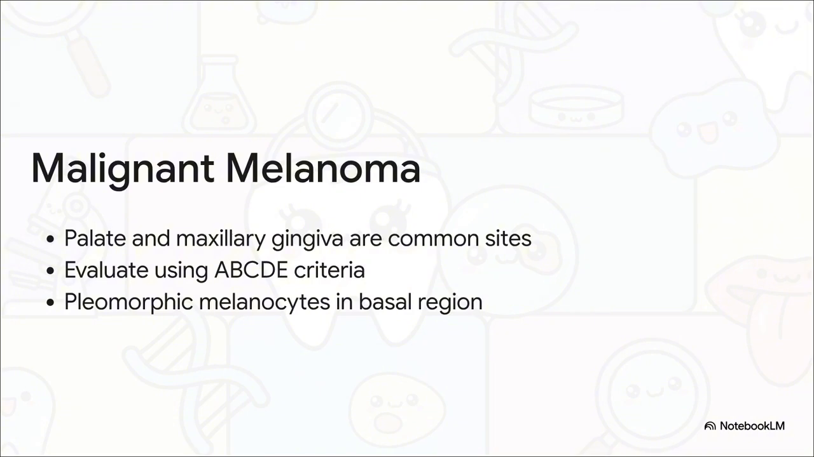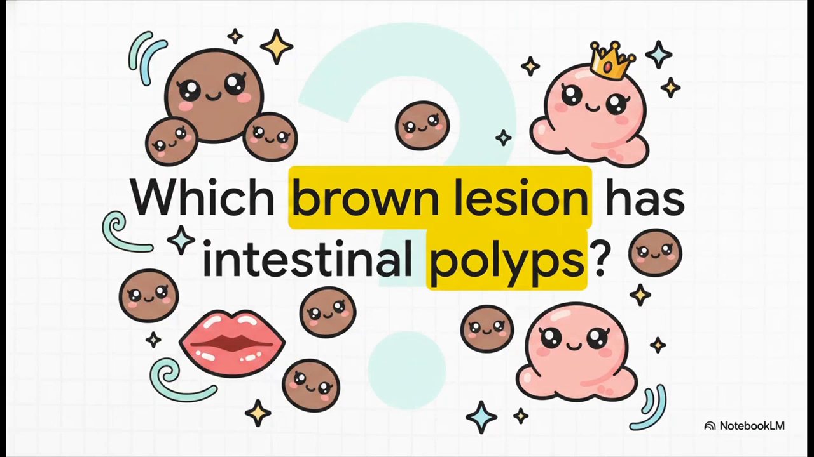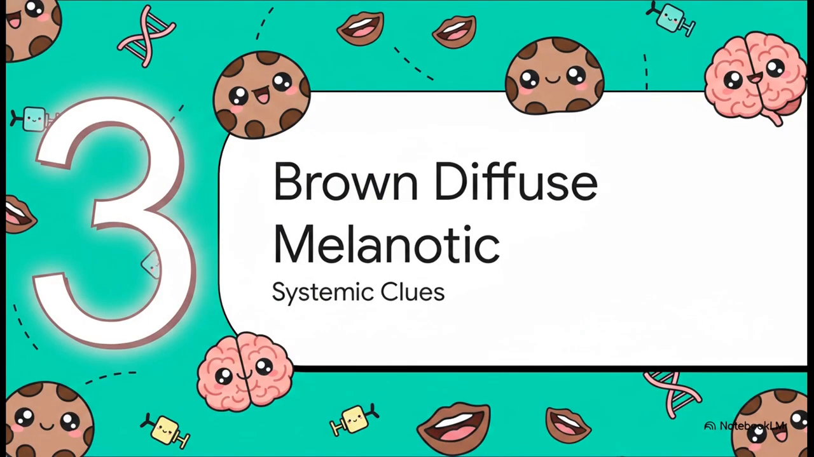Okay, before we leave brown lesions entirely, let's do a quick knowledge check. Can you identify the systemic syndrome that presents with diffuse perioral macules, features GI issues like intestinal polyps, and has macules whose intensity is totally unbothered by sun exposure? Section 3, brown diffuse melanotic lesions, systemic clues. If you guessed Peutz-Jeghers syndrome for that last question, you are absolutely spot on.